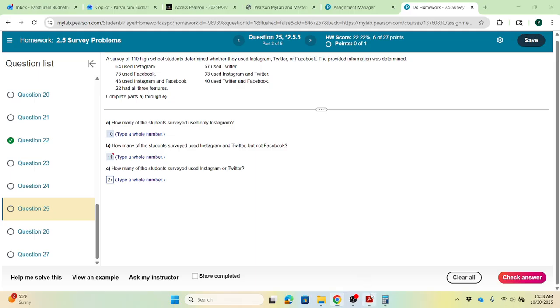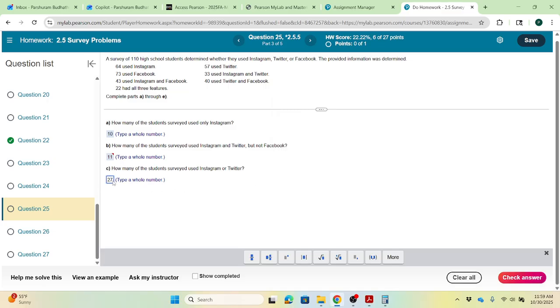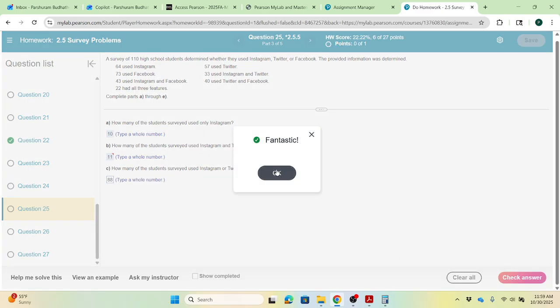Instagram or Twitter? How many of the students surveyed use Instagram or Twitter? And they are not talking about the Facebook. Sorry about that. So that's supposed to be everything from Instagram, everything from Twitter. So that's supposed to be 22 plus 18, 40, 40 plus 21, 61, 62 plus 10 is 72, plus 10 is 82, 82 plus 6 is 88. That's everything from Instagram or Twitter.